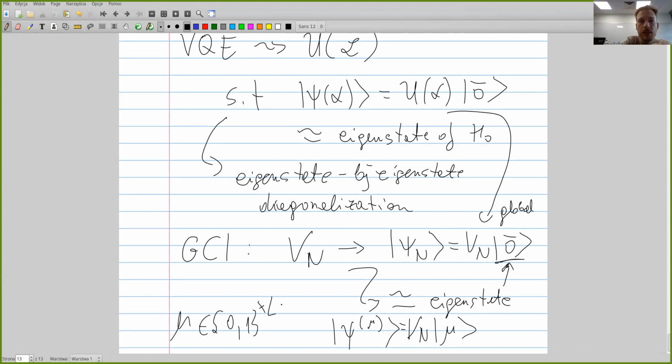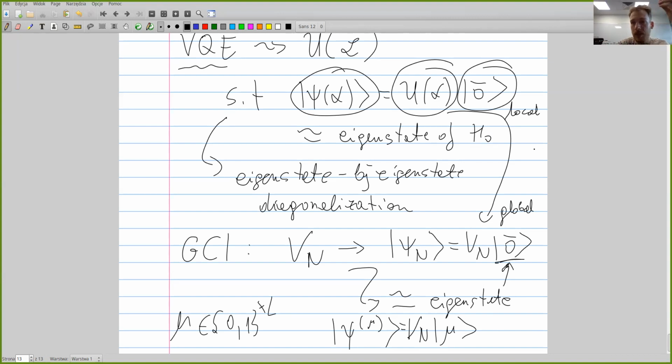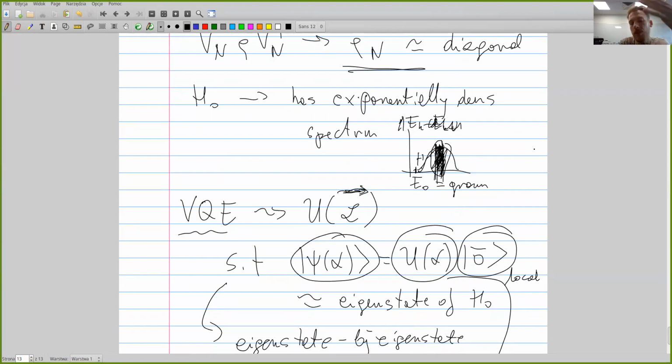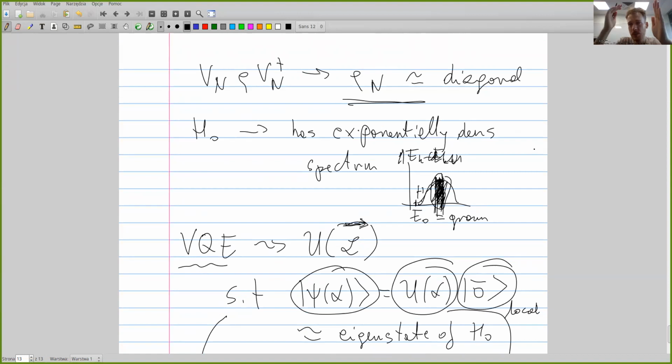And in applications, some variational quantum algorithms, depending on which psi you want and which starting point you have, you change the unitary. So this is a more local eigenstate by eigenstate diagonalization. But long story short, I define diagonalization on a quantum computer as a method which takes in simple states and gives you eigenstates, and you want to go eigenstate by eigenstate because it's much more efficient, and you want to zoom in onto some particular eigenstate.